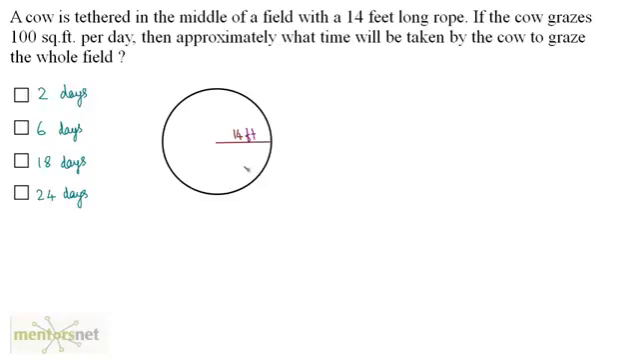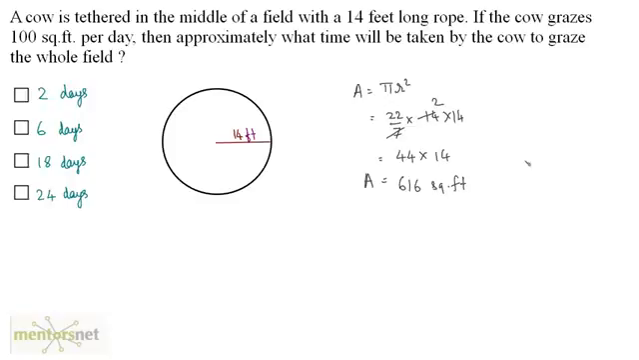Now let us calculate the area of this circle. So area is equal to pi r square. So pi is 22 by 7 times r is 14. So 14 times 14. 7 times 2 is 14. 22 times 2 is 44 times 14. And that is equal to 616 square feet. Now this is the total area grazed by the cow.